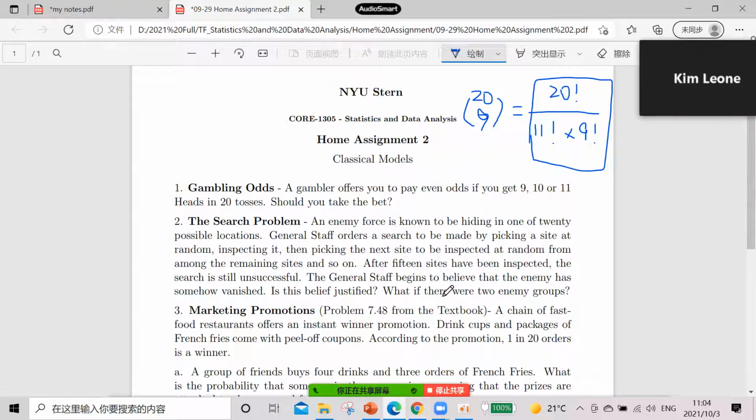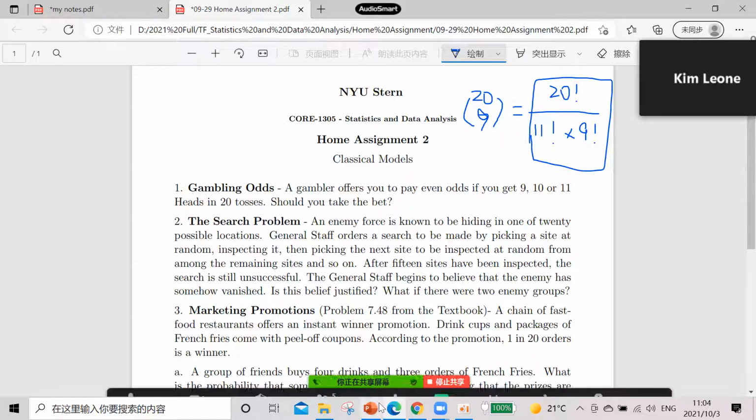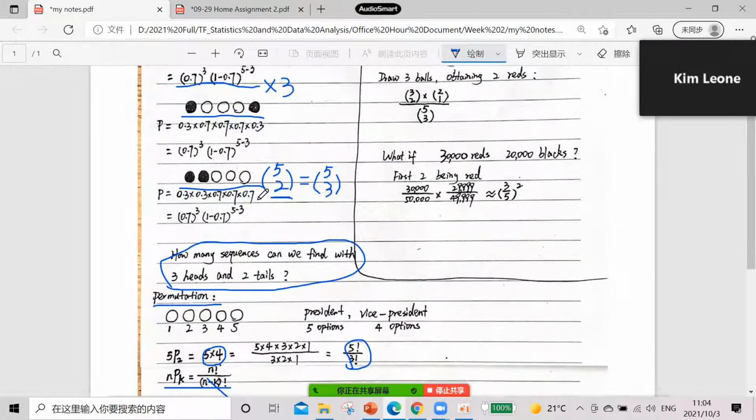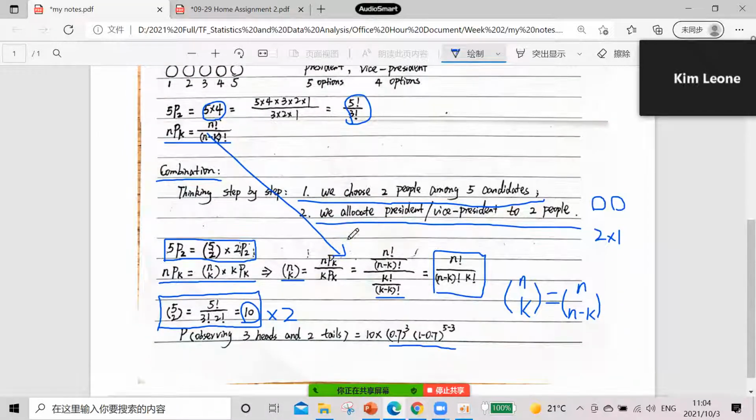Wait, really quick. Why is it 20 factorial over 11 factorial times 9 factorial? I thought it was just 20 factorial over 20 minus 9, which would just be 11 factorial. Okay, because we have come up with this formula, right? Oh, this one, okay. Gotcha. If you divide here by here, you'll find the denominator is 11 factorial times 9 factorial.